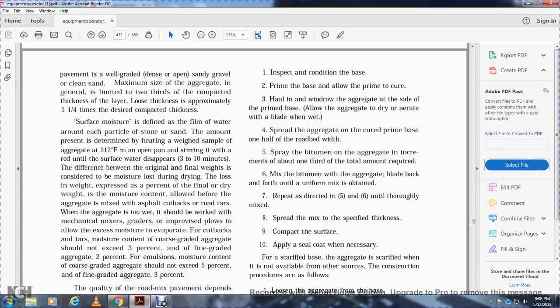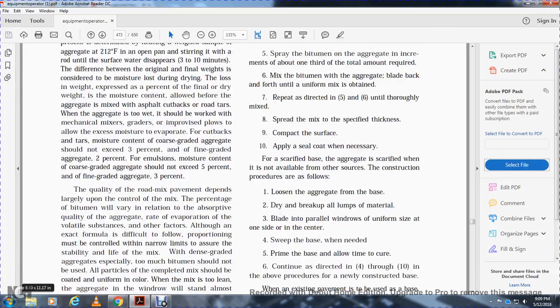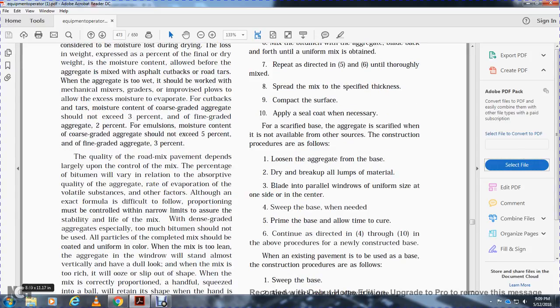The maximum moisture content allowed before mixing the aggregate with asphalt, cutbacks, and road tars: if the aggregate is too wet, it should be worked with mechanical mixers or plows to allow excessive moisture to evaporate. For cutbacks and tars, moisture content of coarse graded aggregate should not exceed 3% and fine graded aggregate 2%. For emulsified asphalt, moisture content of coarse graded aggregate should not exceed 5% and fine graded aggregate 3%.